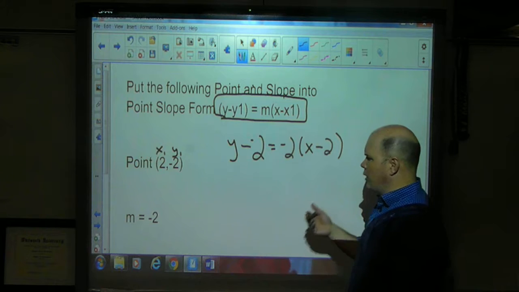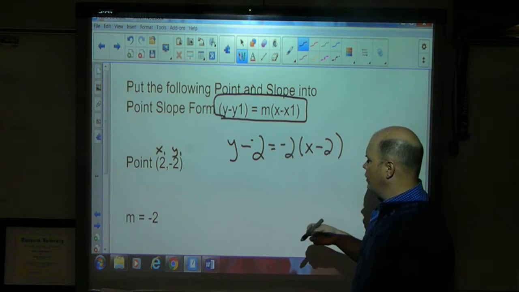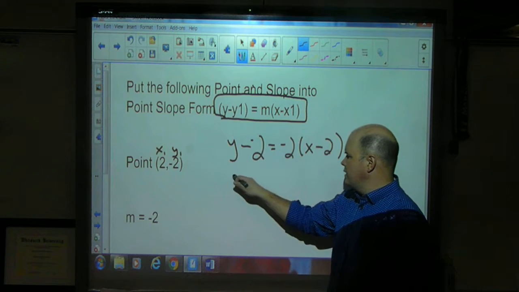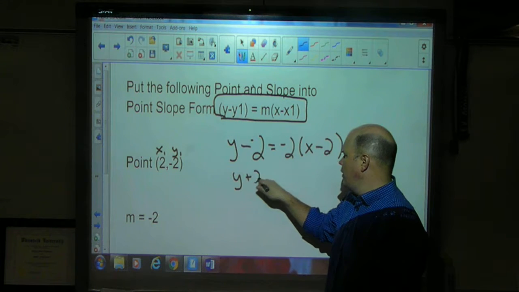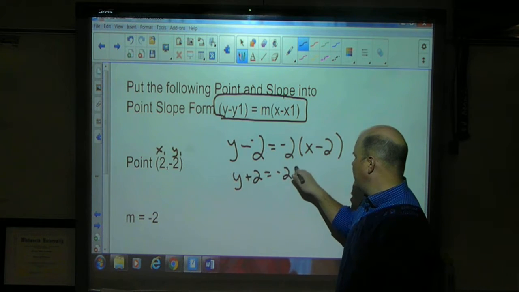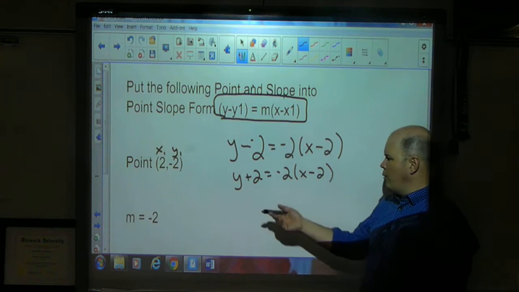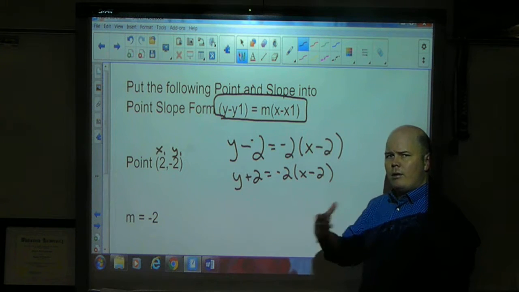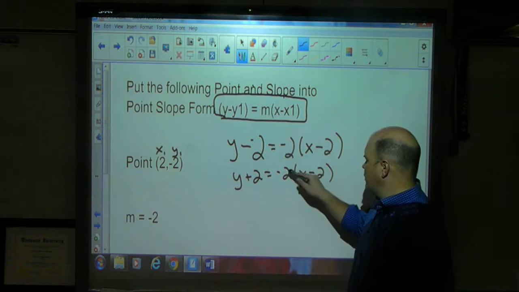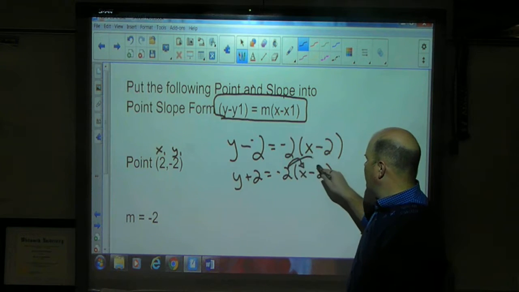Okay? Now before I do anything else, I'm going to clean up my work a little bit. Minus a negative is the same as a positive. So I'm just going to rewrite everything with that taken into account. Now that I'm there, I'm in point slope form, so I'm just going to follow my 2 steps from the previous problem, which is distribute, and then I'm going to isolate.